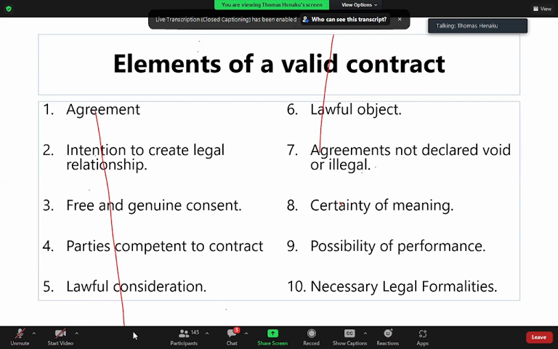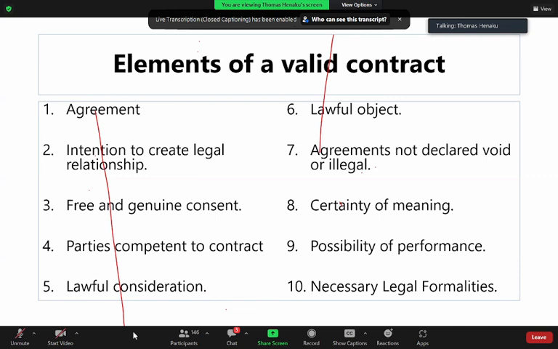Then let's look at point 3. It says free and genuine consent. And what does it really mean here? It means that the consent of the parties to the agreement must be free and genuine. The consent of the parties should not be obtained by some form of misrepresentation of fraud, inducement, undue influence, coercion, or anything, or by even mistake. It means that nobody should force the other into an agreement. And it must be with people's genuine consent and freedom that they want to actually enter into a contract.